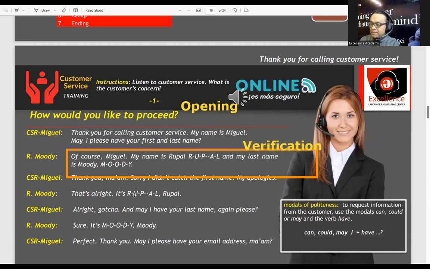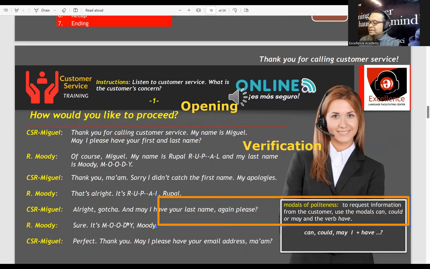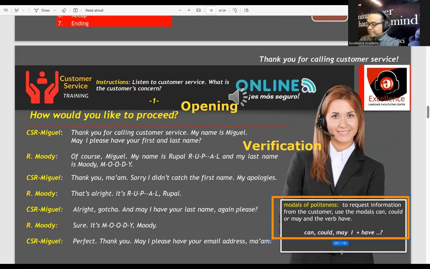The way that he does it is using modal verbs. As you may remember, we use modal verbs to request information. For instance, modal verbs like can, could, or may I have, when we request information. Okay, so we're going step by step.